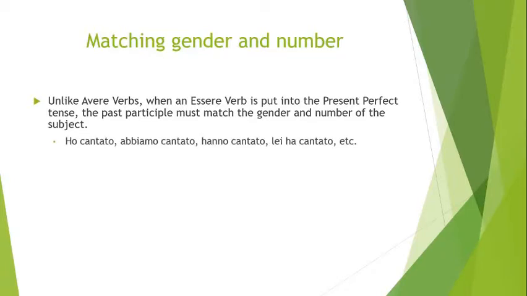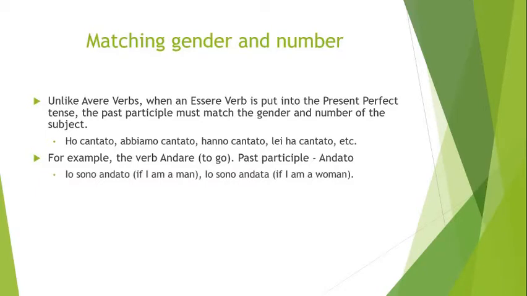Ho cantato, right? Abbiamo cantato, hanno cantato, lei ha cantato. These are all avere verbs. You use avere to do it, so it doesn't change. Look, it's always cantato, no matter who's doing it, no matter the number, or no matter the gender. It doesn't change. But with essere verbs, like for example, andare, right? Andare, to go. The past participle is andato. We saw that before. This one changes depending on gender and number.